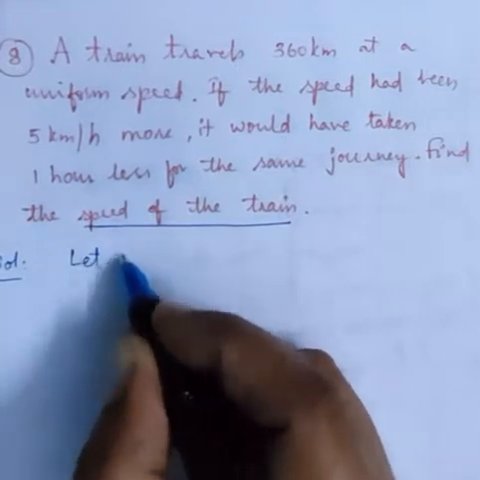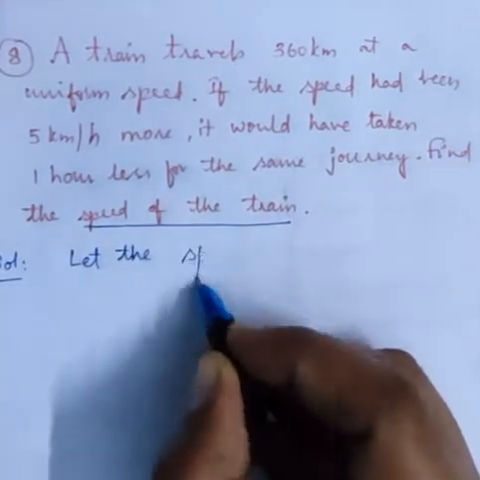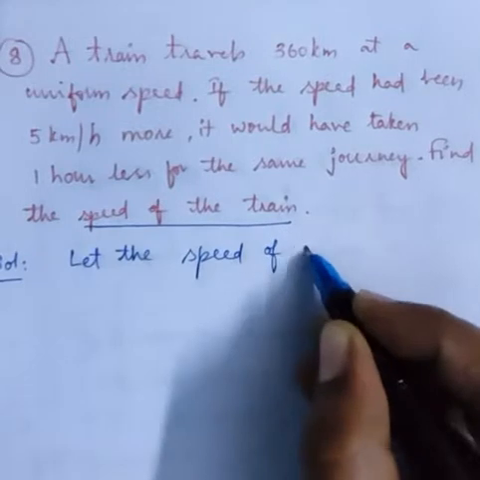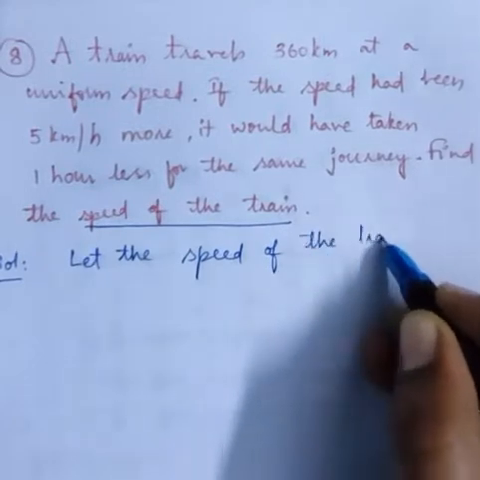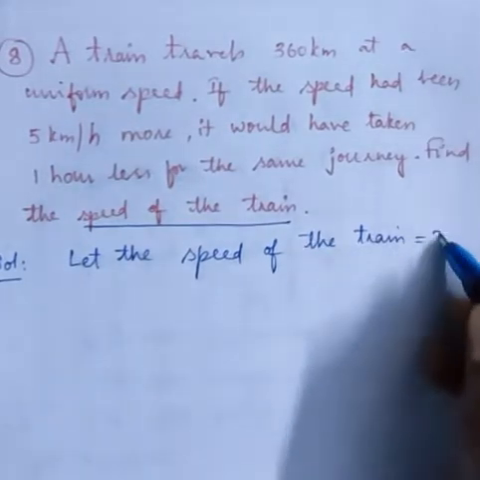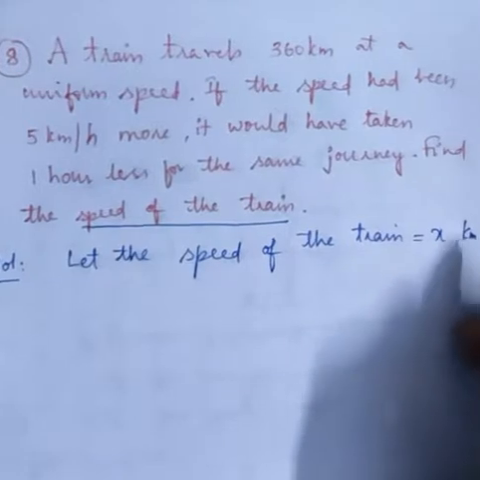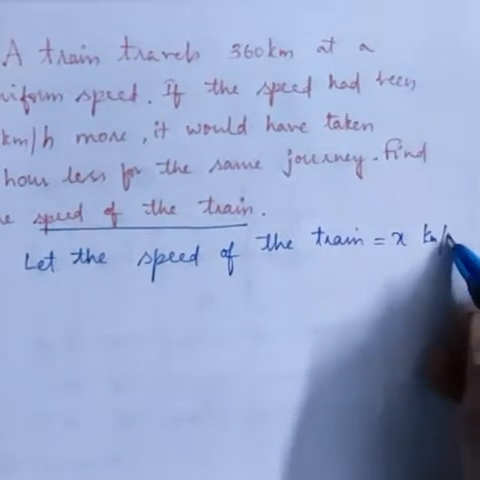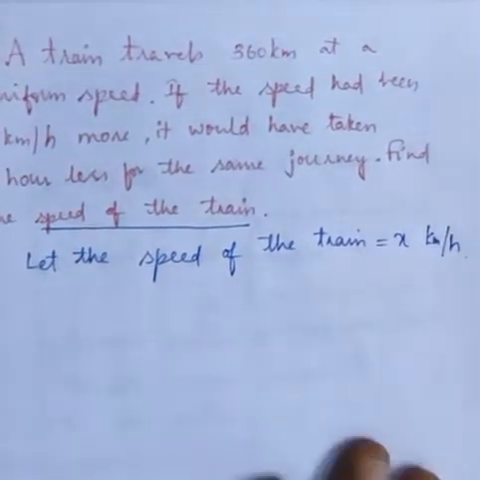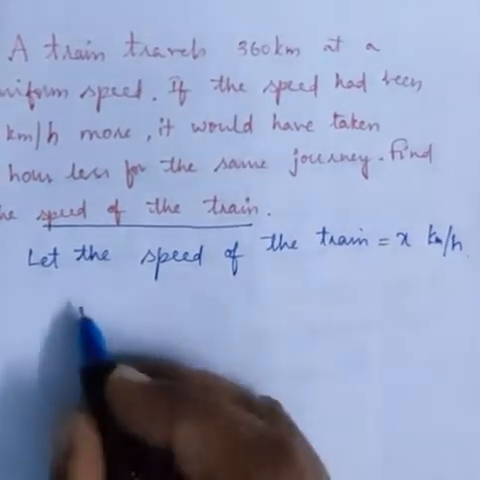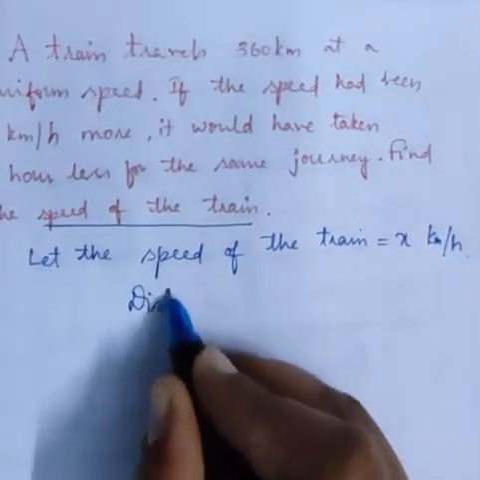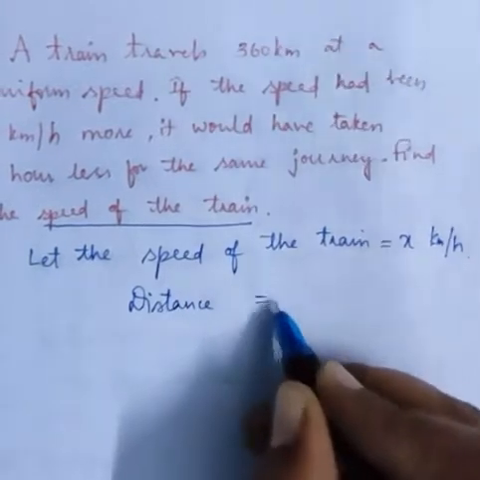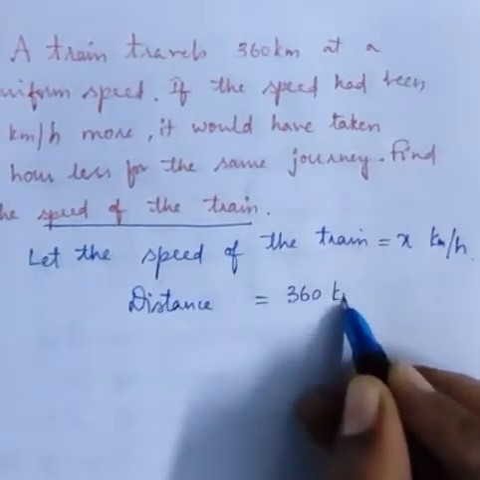Let the speed of the train be x kilometer per hour. So speed we have taken. Now what is the total distance given to us? The distance to be covered is 360 kilometer, you write it.